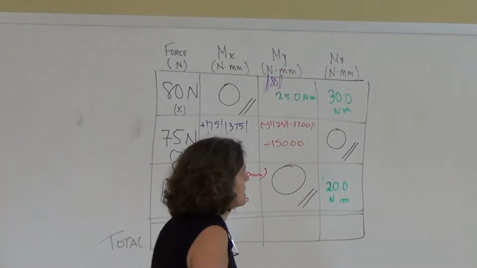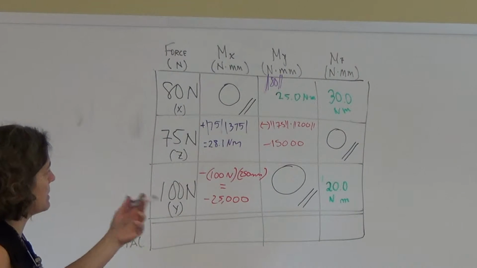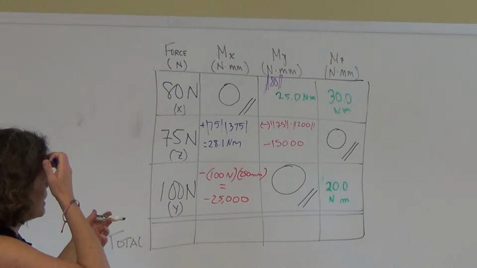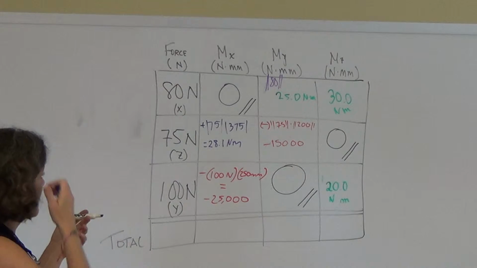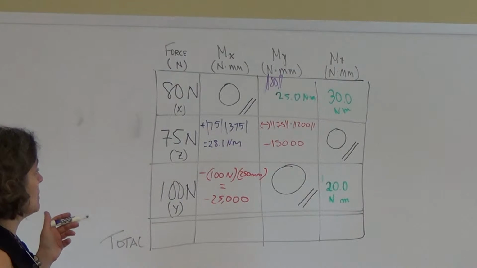Perpendicular distance, so let's take a look. We're trying to find the spin about the y. There's the 80 Newton.